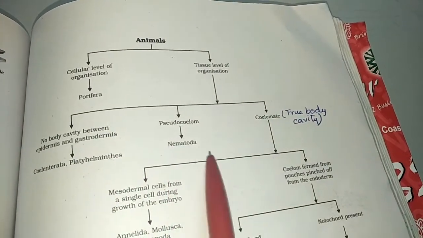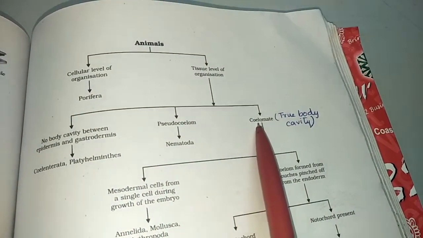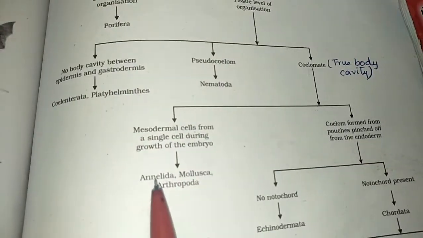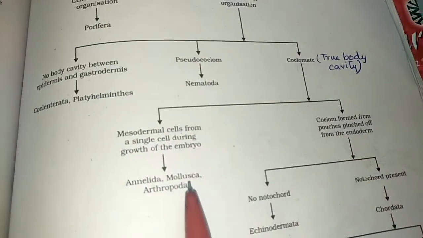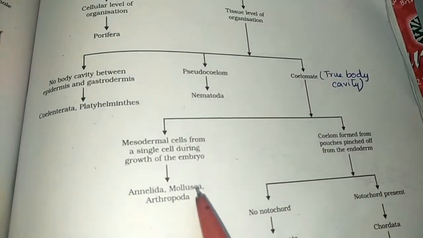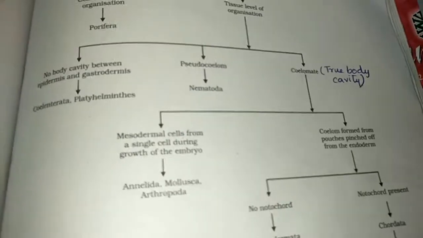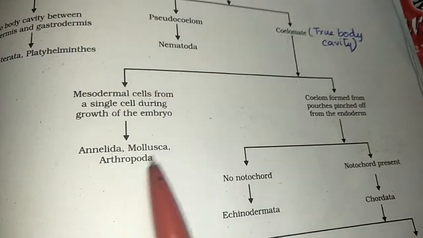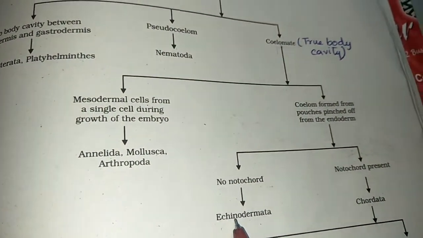Now we have already seen the animals with coelom, that is true body cavity. We had seen Annelida yesterday. Today we are going to study mollusca, arthropoda, and echinodermata.